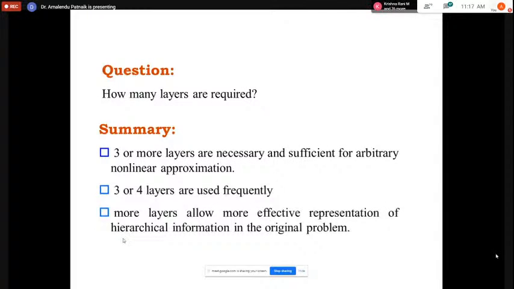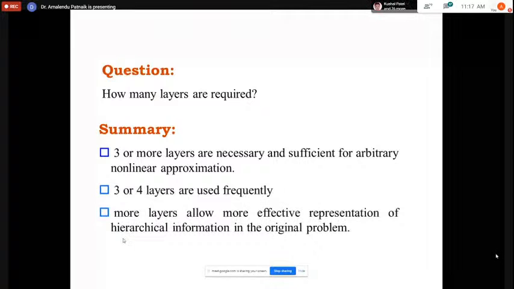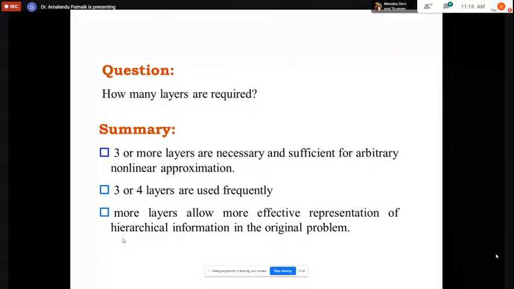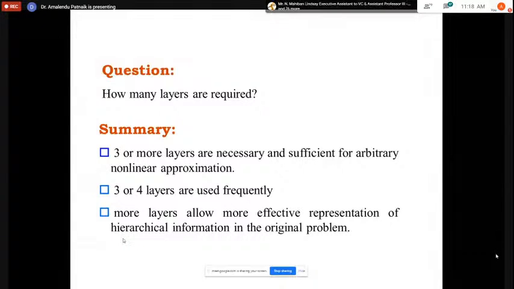Second question is how many layers are required. As I told you, a single hidden layer is enough, but when you are taking a single hidden layer, sufficient neurons have to be there in that network. So 3 or more layers are necessary and sufficient for arbitrary nonlinear approximation. And in most of the problems, you will find 3 layers only. 3 layers means 1 input layer, 1 output layer, and 1 hidden layer.